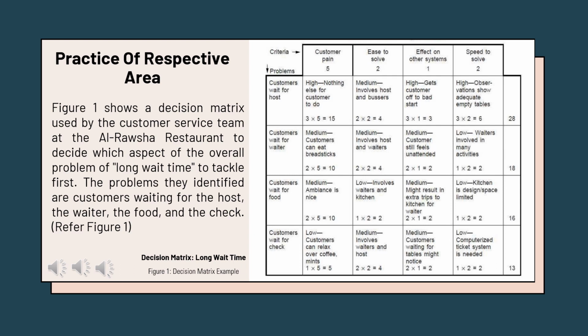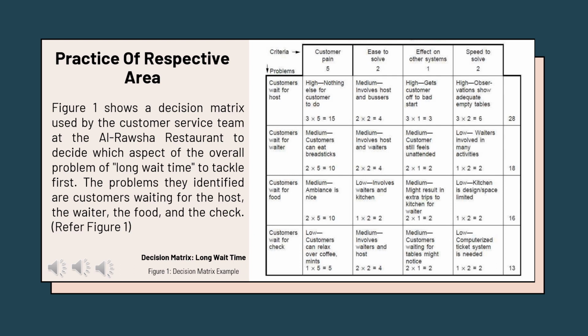Figure 1 shows a decision matrix used by the customer service team at the Arusha restaurant to decide which aspect of the overall problem of long wait time to tackle first. The problems they identified are customers waiting for the host, the waiter, the food, and the check. Criteria they identified are customer pain, which is how much does this negatively affect the customer, ease to solve, effect on the system, and speed to solve.